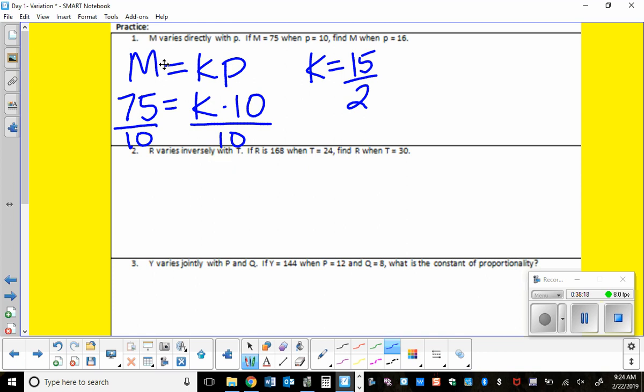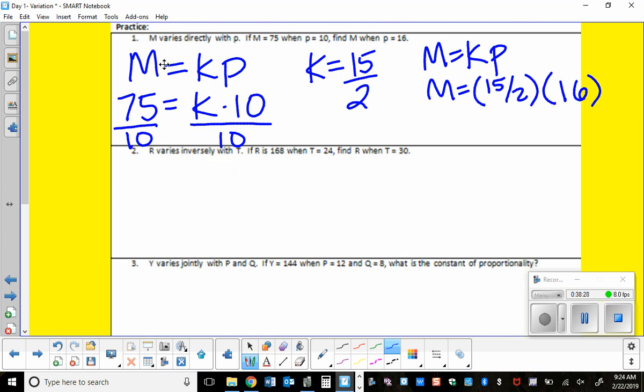So part 2 says, find N, the P is 16. What'd you guys get for N? $120, good. Actually, everyone hold up your paper so I can make sure you're working. Good.